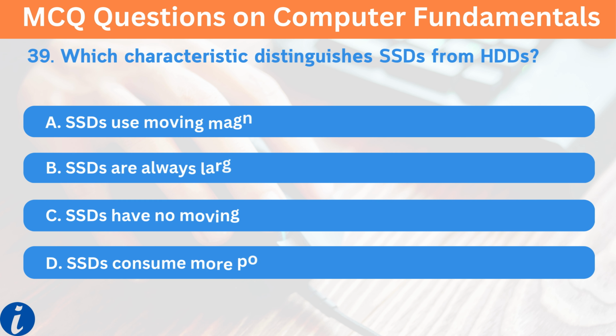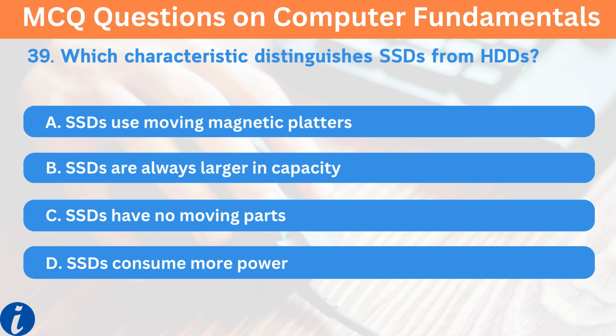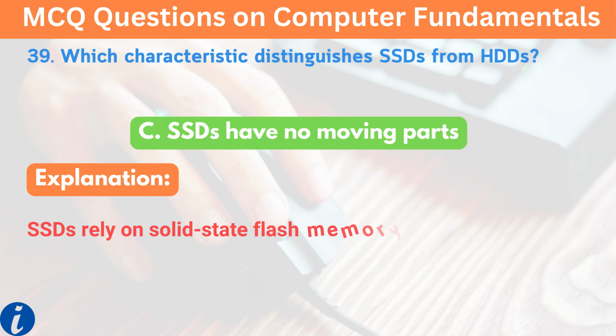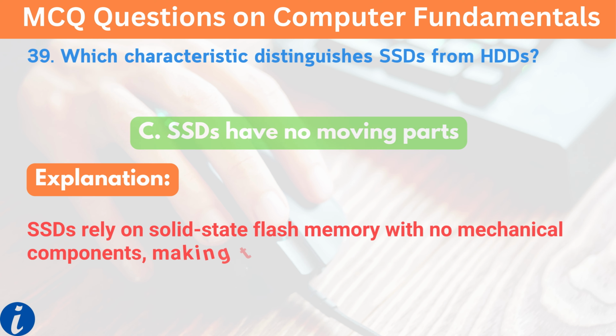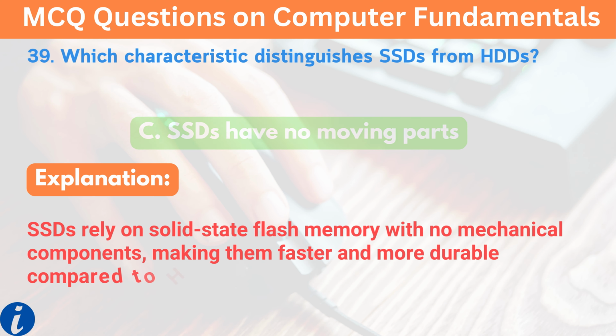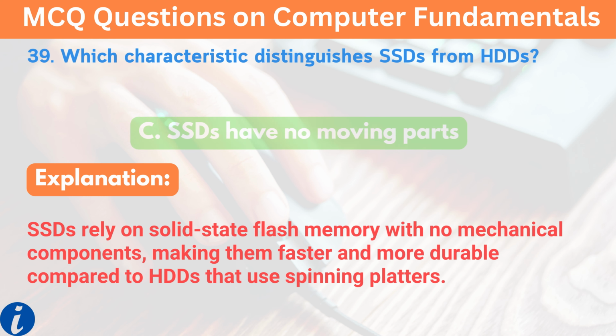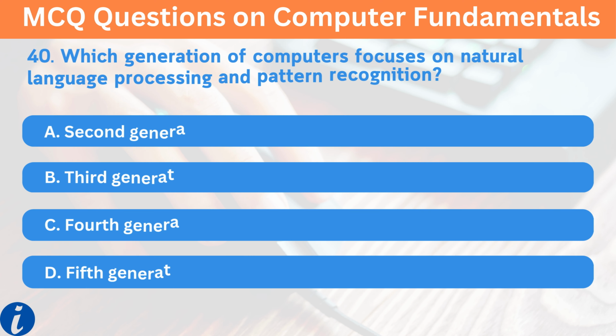39. Which characteristic distinguishes SSDs from HDDs? A. SSDs use moving magnetic platters. B. SSDs are always larger in capacity. C. SSDs have no moving parts. D. SSDs consume more power. The correct answer is C. SSDs have no moving parts. Explanation. SSDs rely on solid-state flash memory with no mechanical components, making them faster and more durable compared to HDDs that use spinning platters.